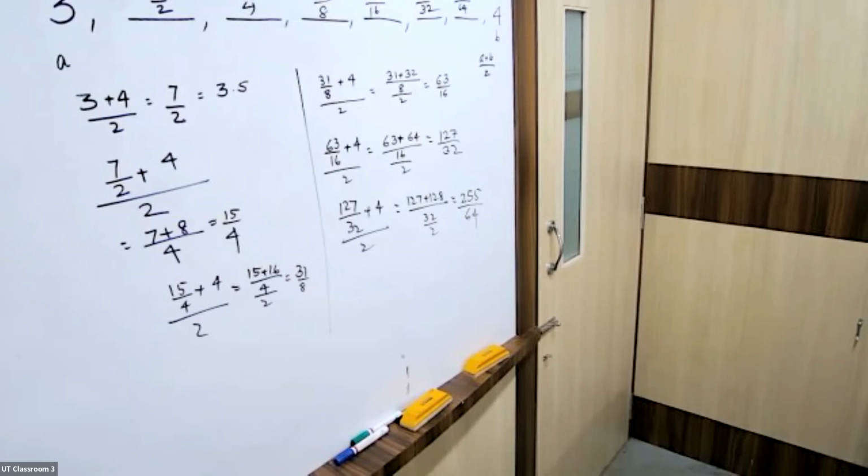Every rational number is a whole number. False. So I'm giving you a rational number 3 by 5. Is it a whole number? No. Every whole number is a rational number, not the other way around. Understood?